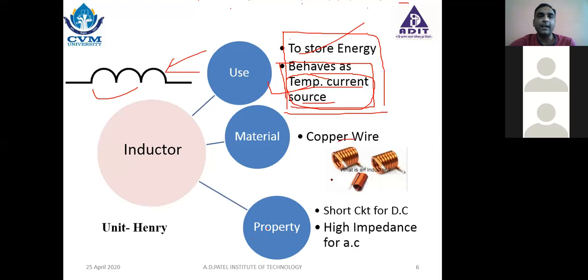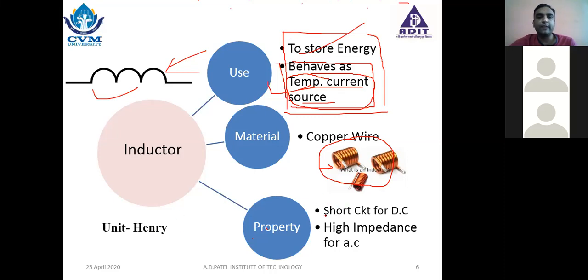Okay, it will look like this. It is made up of simple copper wire wound. Experts in that field can design an inductor of a particular value of Henry, because it is difficult to design. So we need to take training to design an inductor. Okay, now the properties of the inductor.